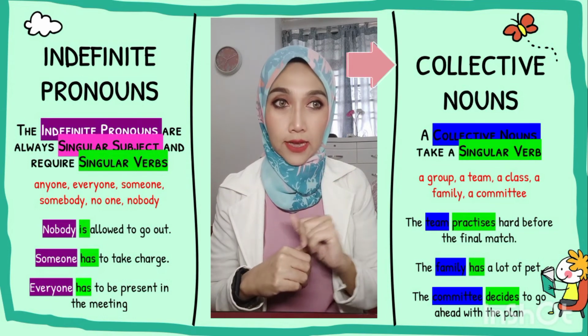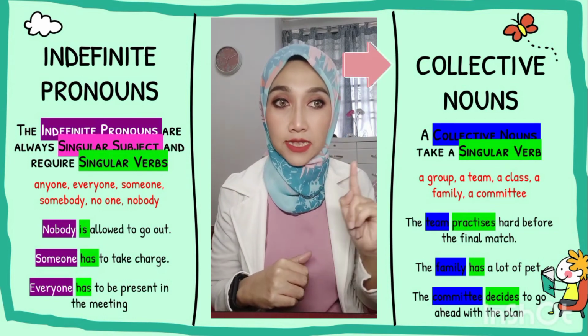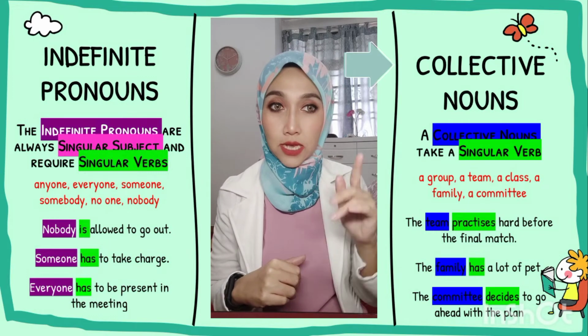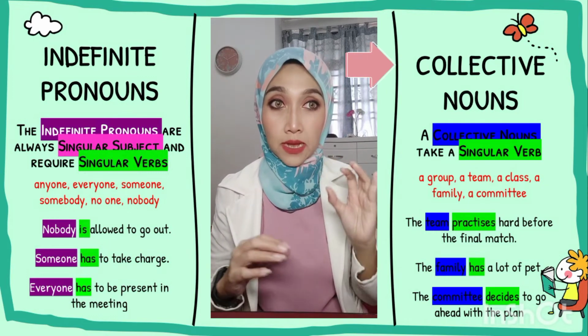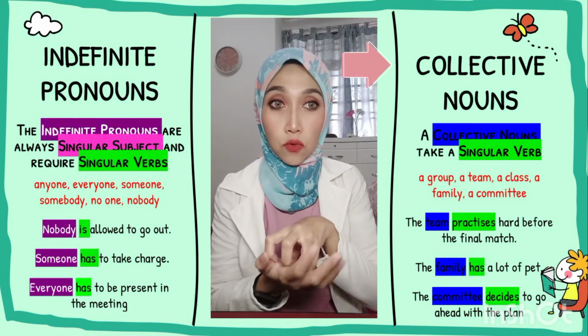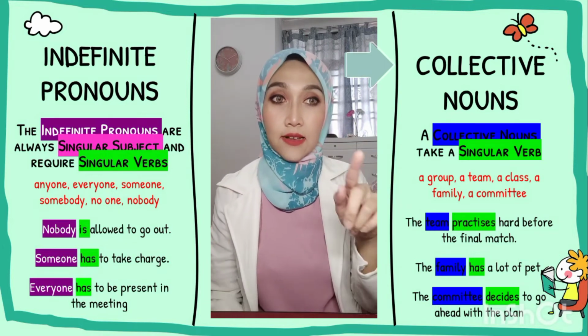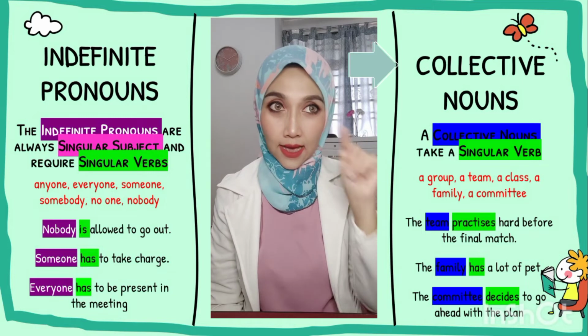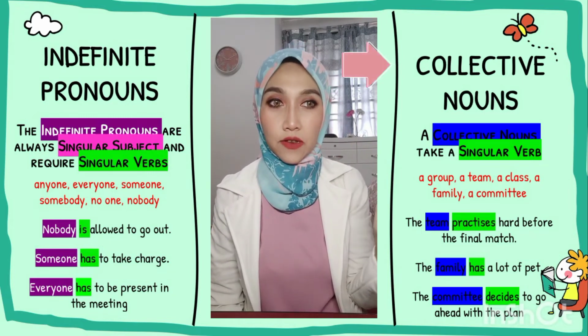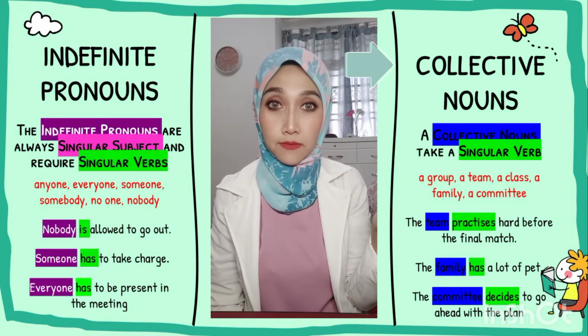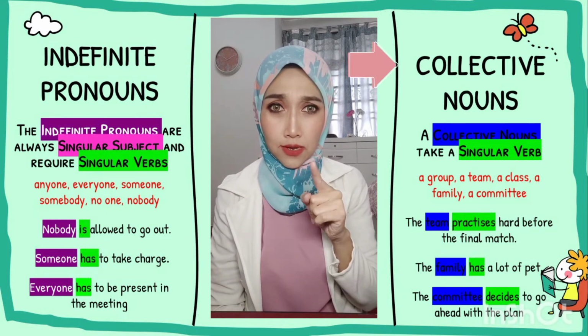singular verbs. For example, the team practices hard before the final match. See, the highlighted word is team. The team is a collective noun. Team, satu pasukan. Practices, the singular verb, ada s kan? Single, single, single. Ada s, practices hard before the final match. It takes singular verbs. Easy, right? Make sure you understand this well.